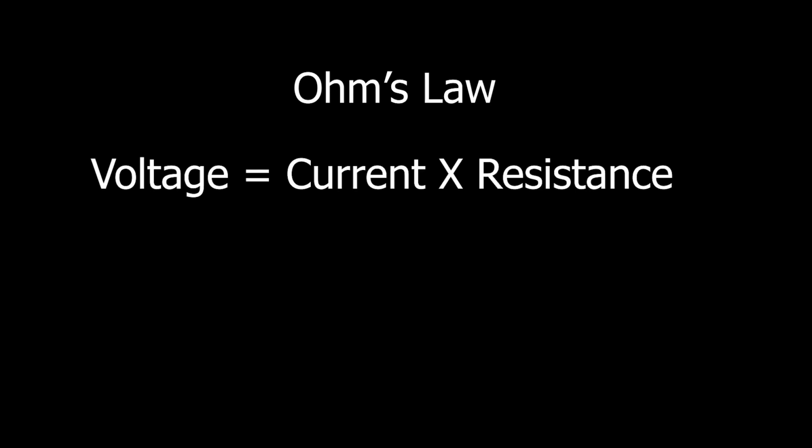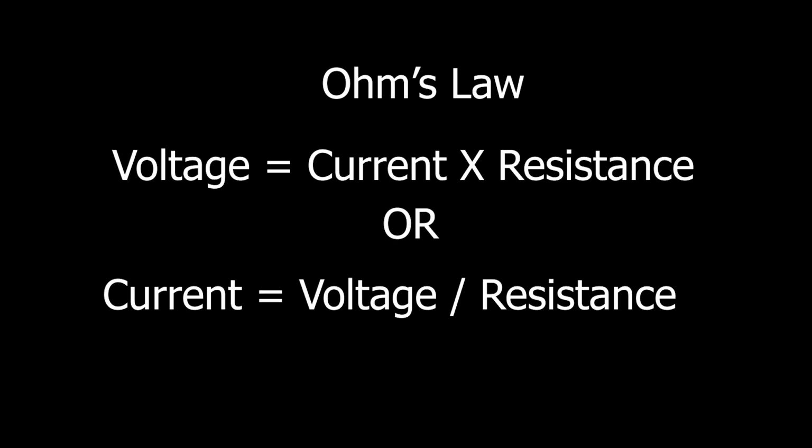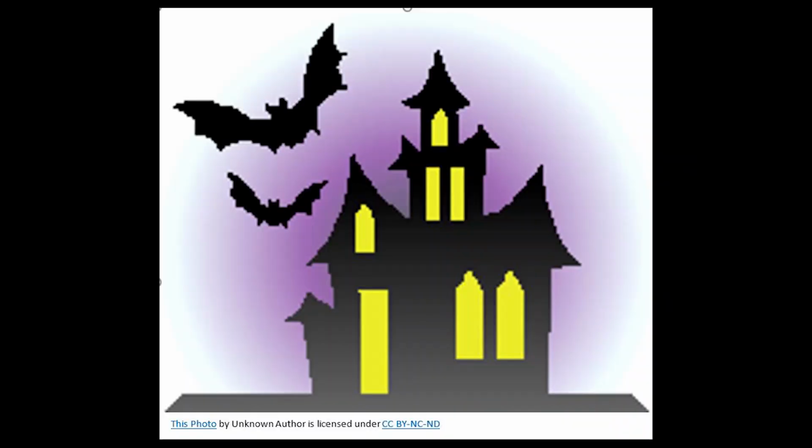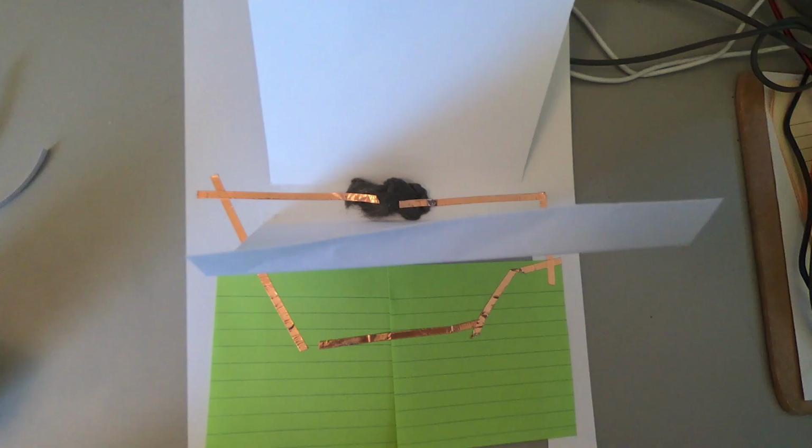So Ohm's law says there's a relationship where voltage is equal to the current multiplied by the resistance. Now, if we do a bit of rearrangement with that formula, we can also say that current equals voltage divided by the resistance. So let me explain what I'm going to set up here and how it's all going to work. Here we have my house. It's a bit old, a bit of a bat problem. Here you can see the electrical work going through the walls.